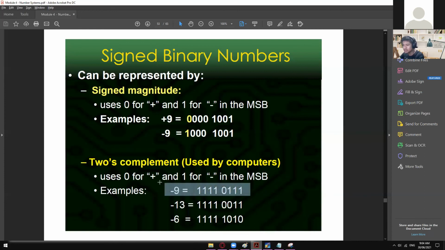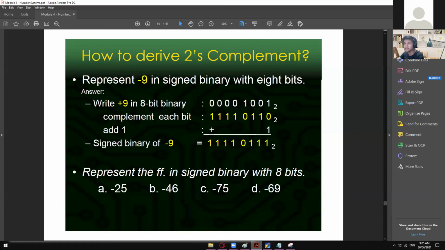So how are we going to get this kind of result? This is -9, -13, and then -6. So here are the steps that you need to follow. Represent -9 in signed binary number with 8 bits. The first step is write the +9 in 8-bit binary, the normal way of doing things. So the first step is 0000 1001. This is the +9 representation.